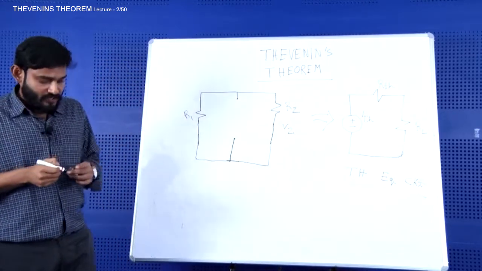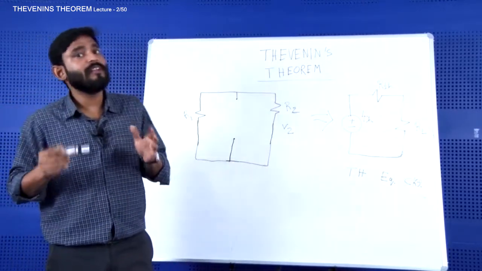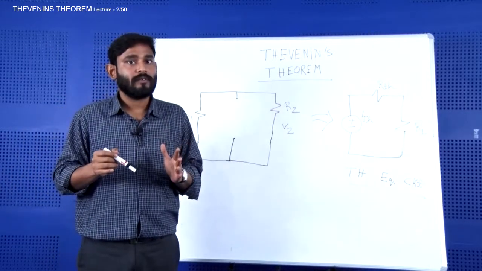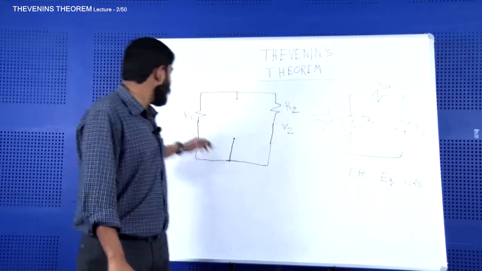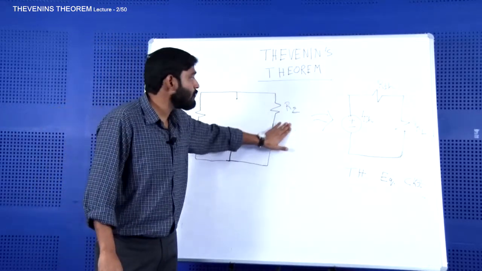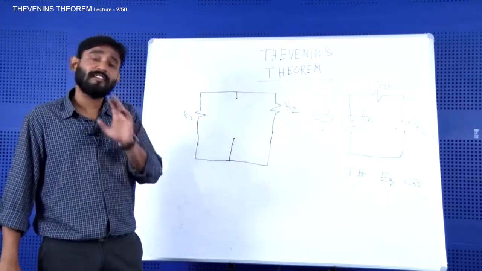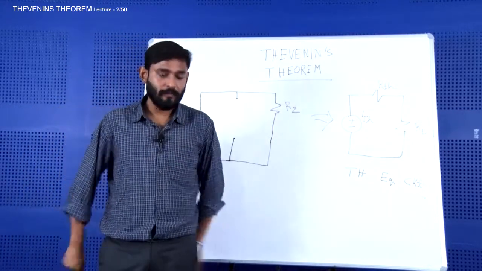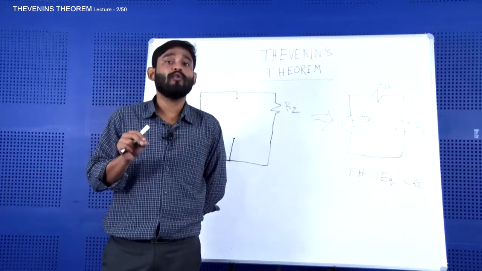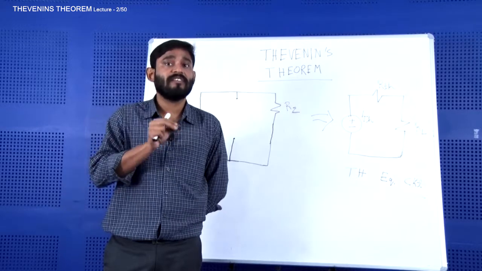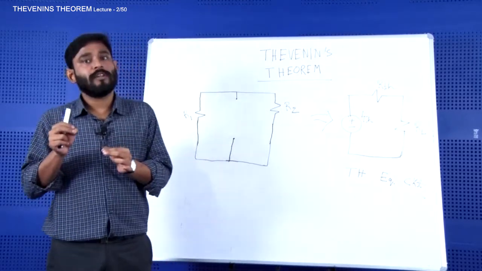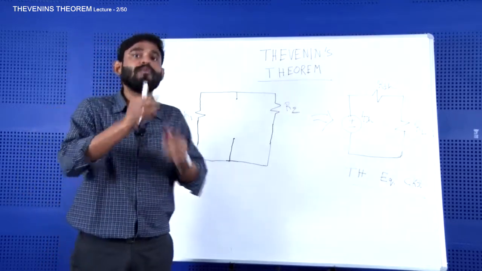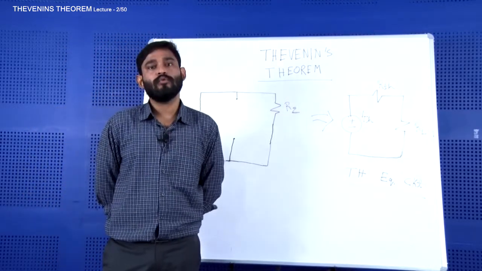Now what is RTH? RTH is the total internal resistance of the circuit, calculated by removing all the voltage sources from the circuit. And there is another very important aspect of this. You have to calculate this resistance RTH from the open circuited load terminals, and you have to look into the circuit from this open circuited load terminal.